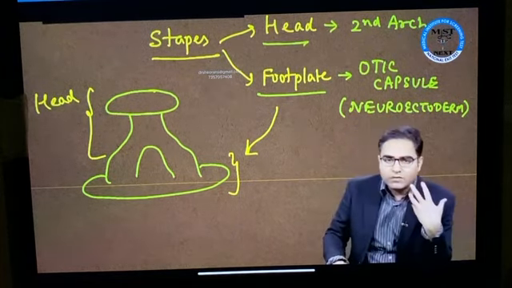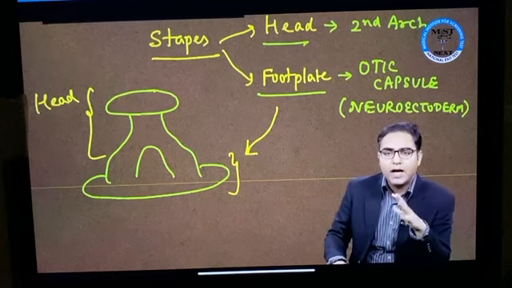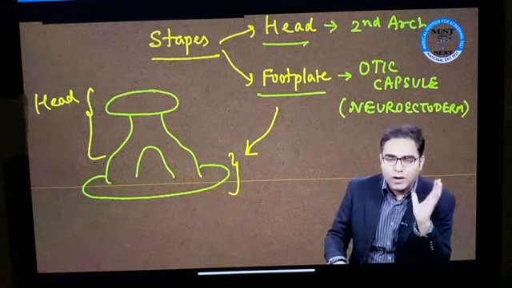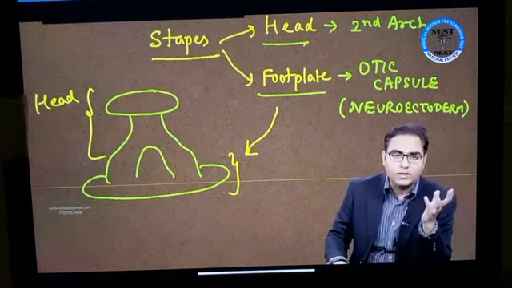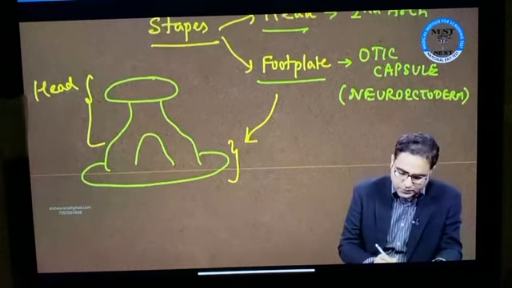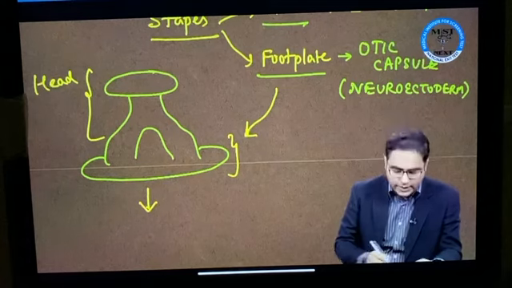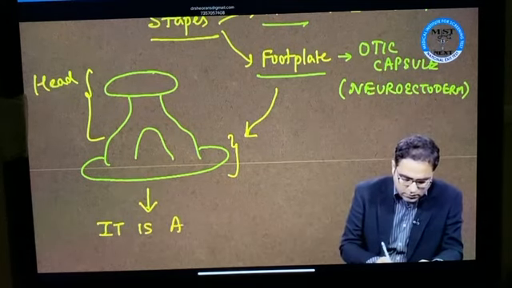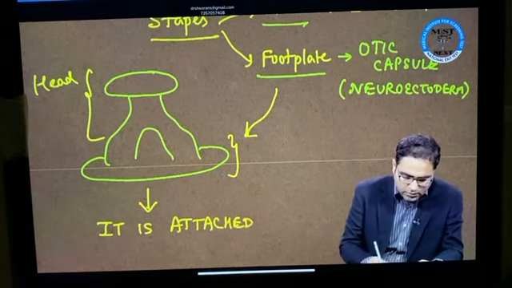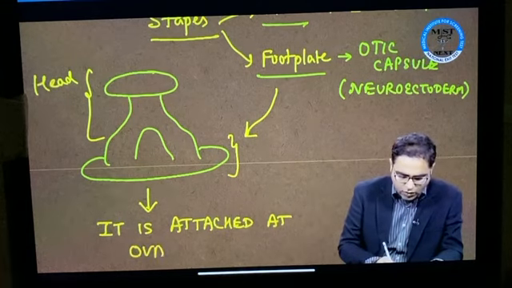So the foot plate of the stapes is different in origin because it develops from the otic capsule, which is nothing but neuroectoderm. Now you can write over here, for the foot plate of the stapes, put an arrow. It is attached at the oval window of the cochlea.